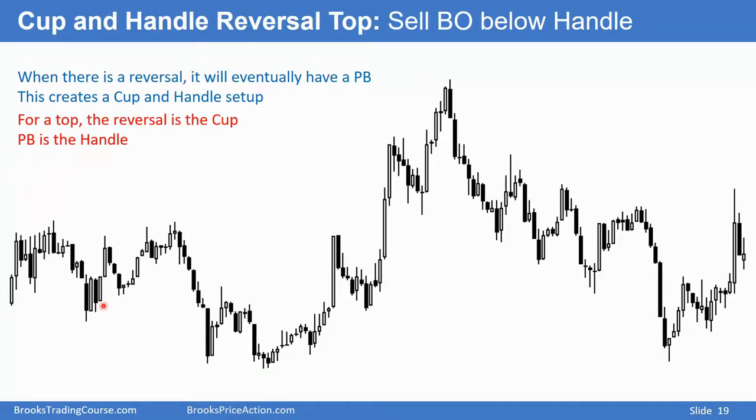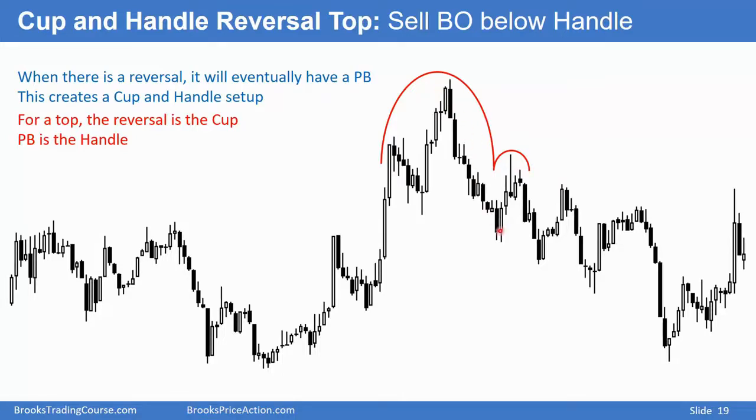There are also upside down cup and handle patterns when you get a reversal down from a high. Here we have a strong trend and a strong reversal down, and we get a pullback. Therefore, this is a cup and a handle pattern. You could simply call it a reversal, a lower high major trend reversal, head and shoulders top, left shoulder head, right shoulder. Doesn't matter what you call it.